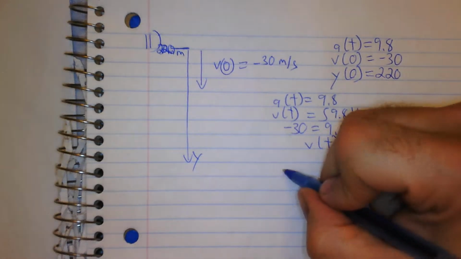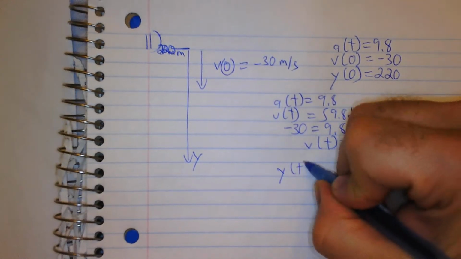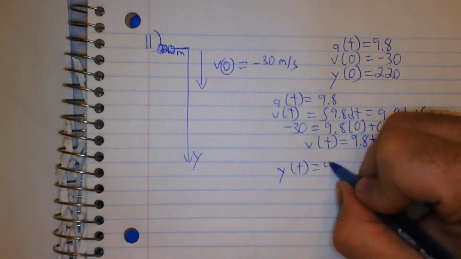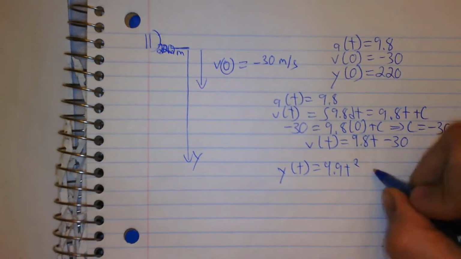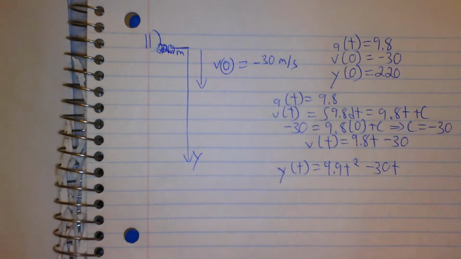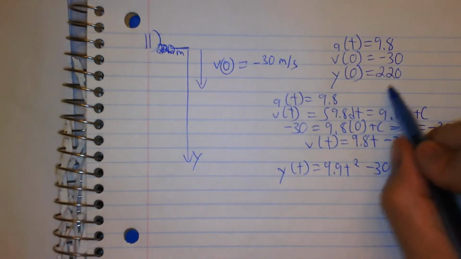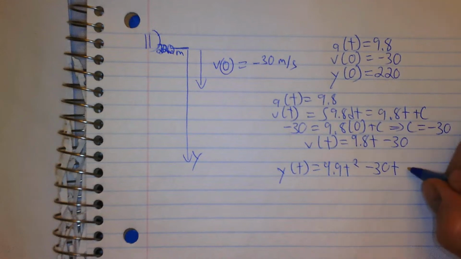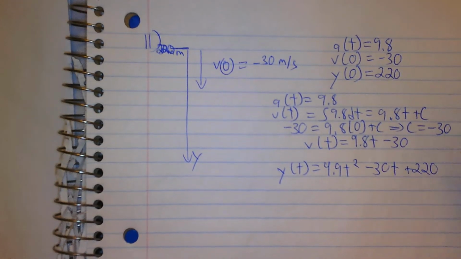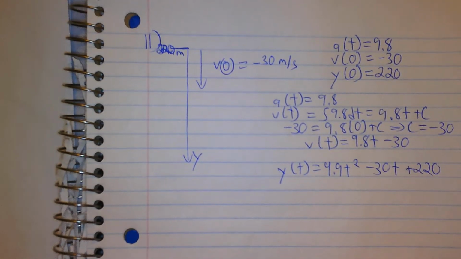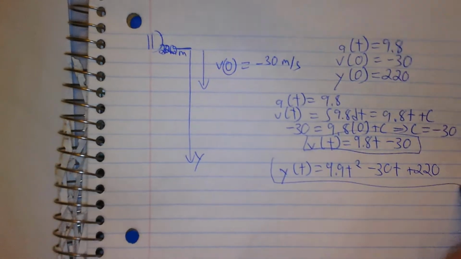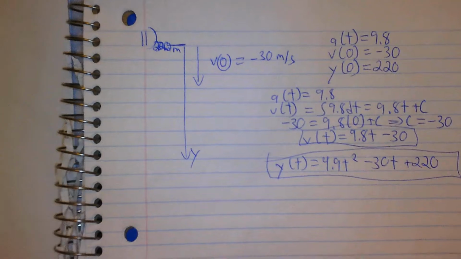How am I going to get the position function now? Y of t. Anti-differentiate again. So you get 4.9t squared minus 30t. And then, once again, I can go through this pedantic process, but I can see, because I have 0 being plugged in, this is going to be 220. Good. I've got a velocity function and a position function, which is what I was asked to develop.